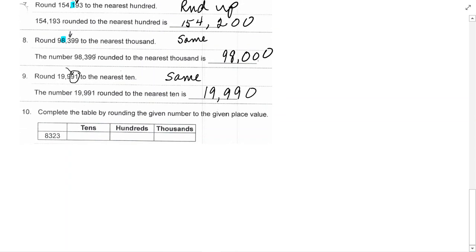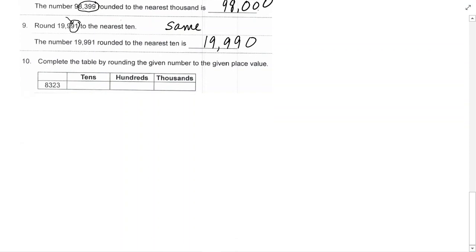Is this one, you're rounding to the nearest 1,000. Is 8,399 closer to 8,000 or 9,000? It's closer to 8,000. And so you see that in the answer.